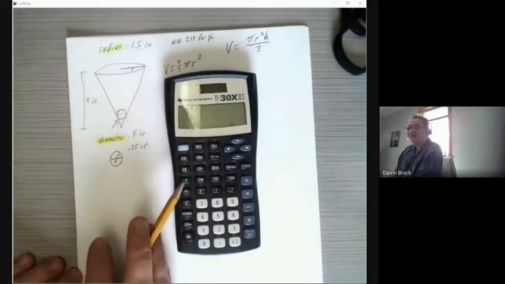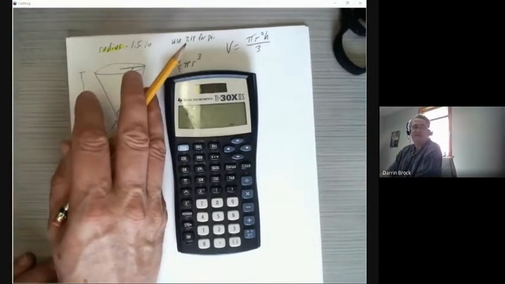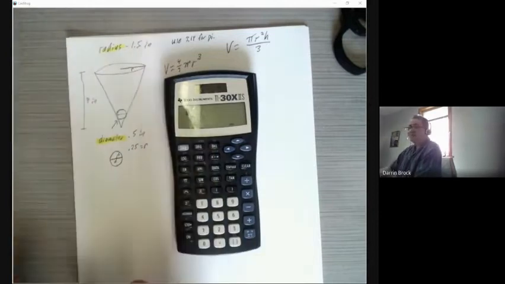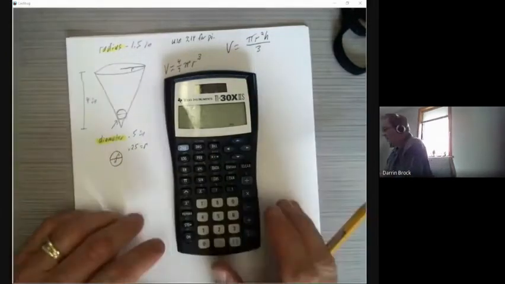This calculator has a pi button right there. Your calculator will have one somewhere. It'll show a pi. Use that button in your calculation. Don't round it to 3.14 unless it tells you to. Otherwise, we will round it at the end, not before we start.